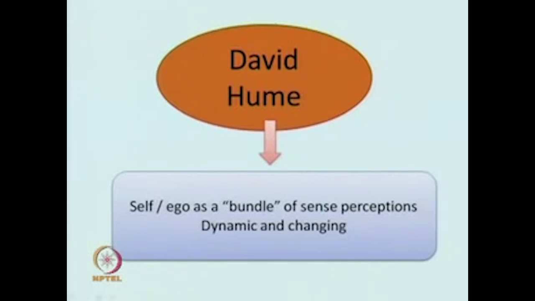It was the philosopher David Hume who early on talked about the self or the ego as a bundle of sense perceptions. This is when it first came about: the self was seen by Hume as a bundle of sense perceptions that are dynamic and changing, showing the way early on to an understanding of identity and subjectivity, of self understanding, of self identity, and finally of social identity as dynamic and changing.